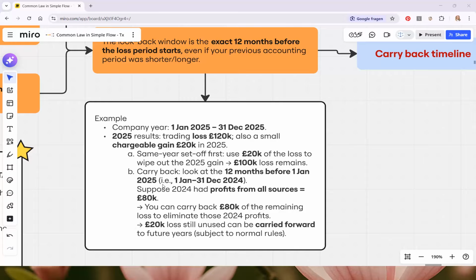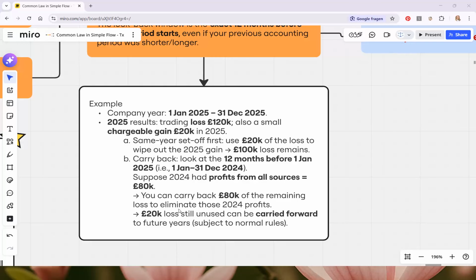Then as a next step, we carry back: we look at the 12 months before 1st January 2025. This is 1st January to 31st December 2024. Suppose in 2024 we had profits from all sources of 80K. You can carry back 80K of the remaining loss to eliminate those 2024 profits. Your 20K loss still unused can be carried forward to future years, subject to normal rules.